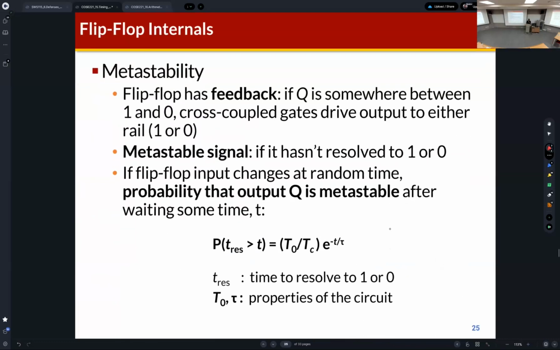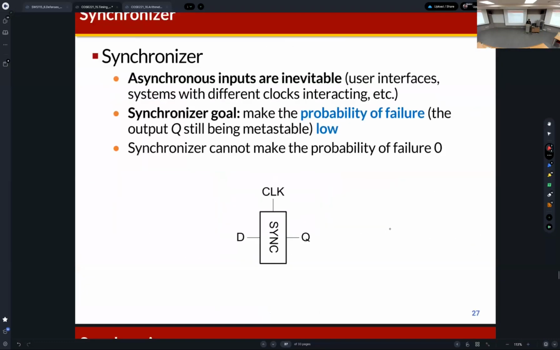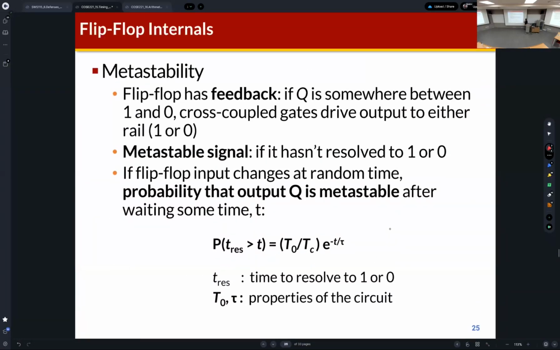So I will briefly explain some properties or characteristics of metastability. You don't need to understand the exact mechanism of this metastability. This is really complex. Actually, this is rather an analog circuit issue, not a digital circuit issue. So we can just define the probability of metastability like this.